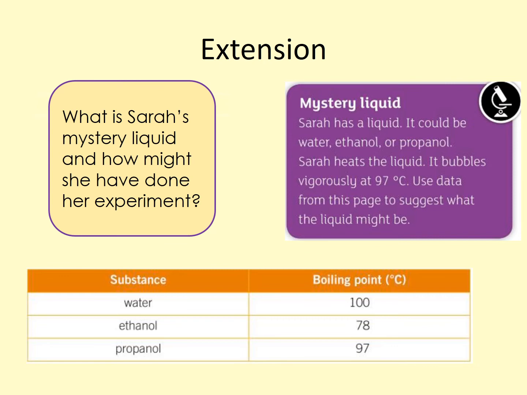So you've got a table at the bottom with an orange header that says that water has a boiling point of 100, ethanol has a boiling point of 78, and propanol has a boiling point of 97. So pause the video now and write down what liquid you think Sarah has.